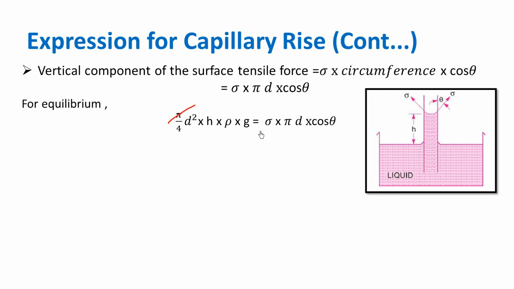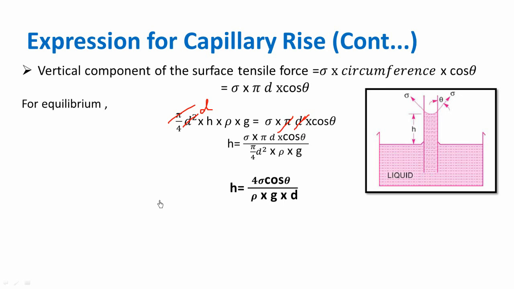So I'm cancelling the pi term, and one d gets cancelled, so another d term is there. Then remaining, we will write h equal to sigma pi d cos theta by pi by 4 d square into rho g. So we are cancelling pi d, and we'll get h equal to 4 sigma cos theta by rho g into d. So this is the expression for capillary rise.